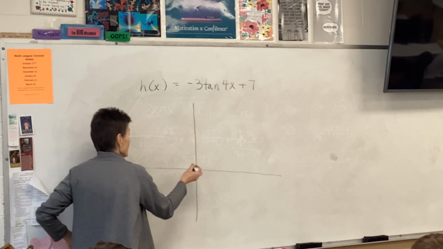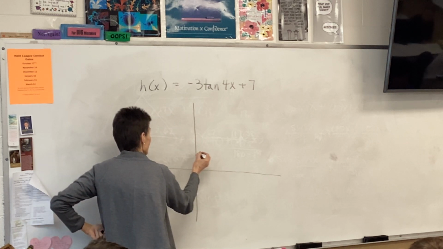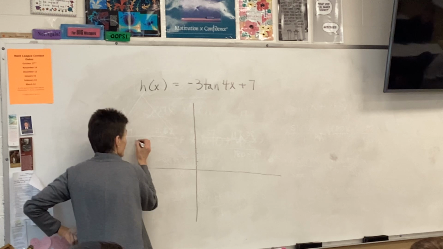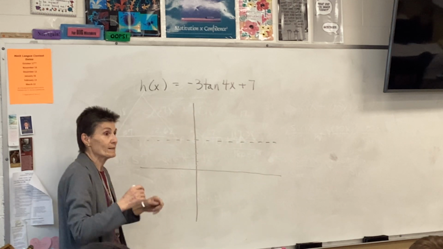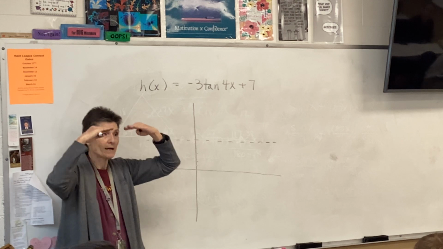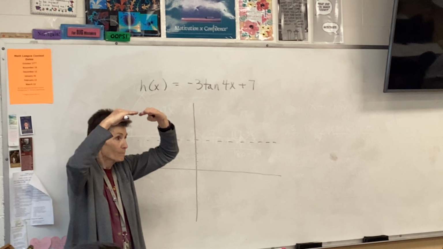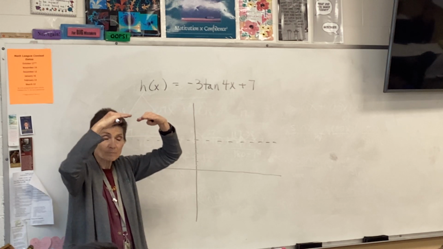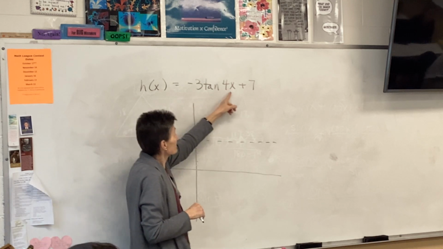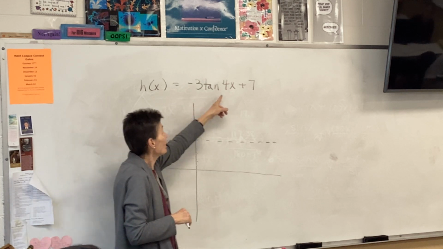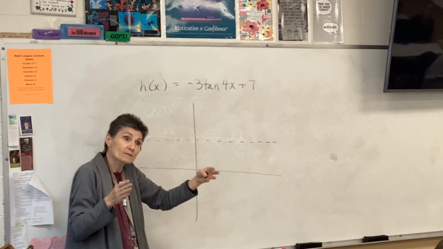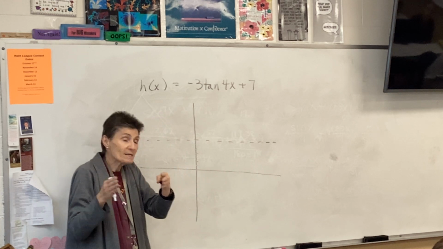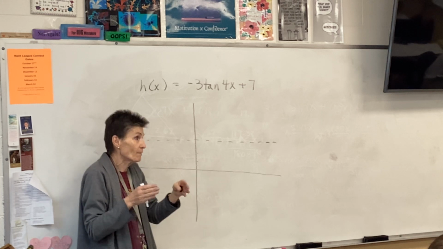First thing I notice is I have a vertical shift of 7. So what does that do? That lifts up my axis. Now it's up here at 7. I notice that there is no horizontal shift, no phase shift to this problem. So that means nothing has been shifted left and right.